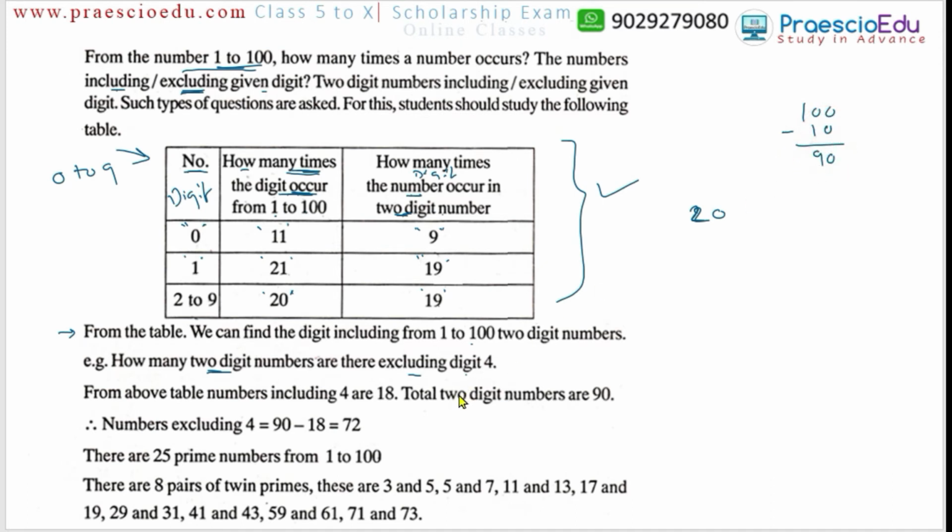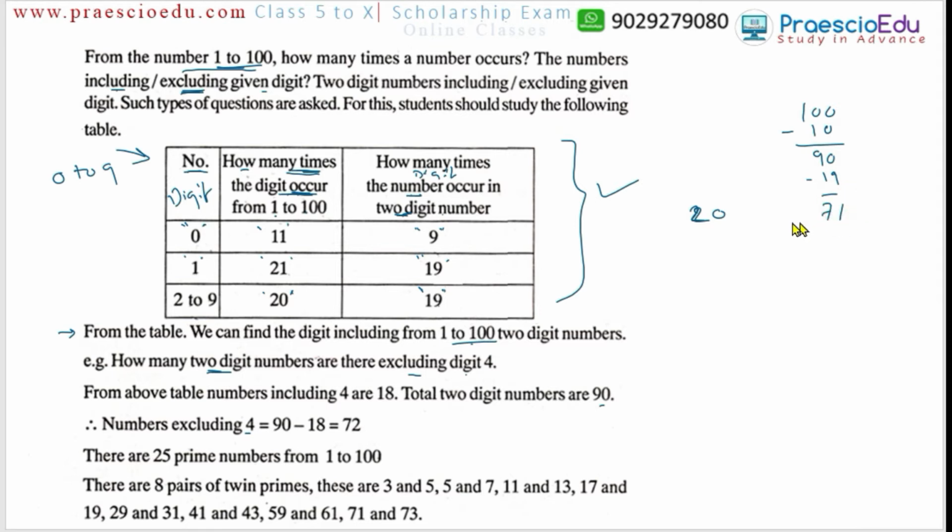Okay, so here the two-digit numbers are 90 from 1 to 100. This is the meaning. Then excluding 4, we have to exclude 4 now. If you see only the two-digit numbers, how many countings are there for the 4? The 4 is counted 19 times. If we deduct this 19, how many times does it come? The 19 means it comes 71.